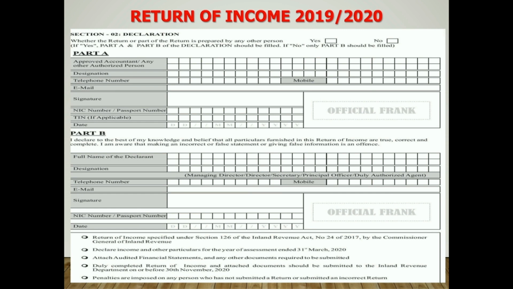Before going to the schedule, I'll explain about this declaration as well. If your return or part of the return prepared by another person other than full-time employees of your entity, you can put a tick in relevant cage, and part A of the return should be filled and signed by that person. If you put a tick in cage no, you can ignore that part A, but part B is compulsory for you.